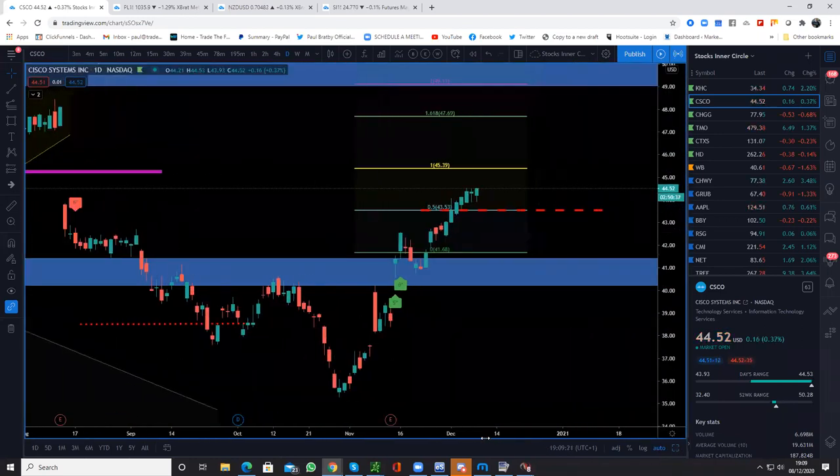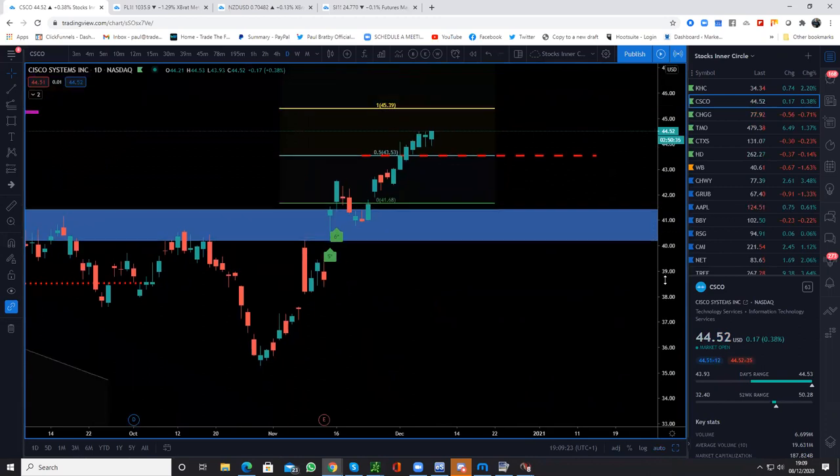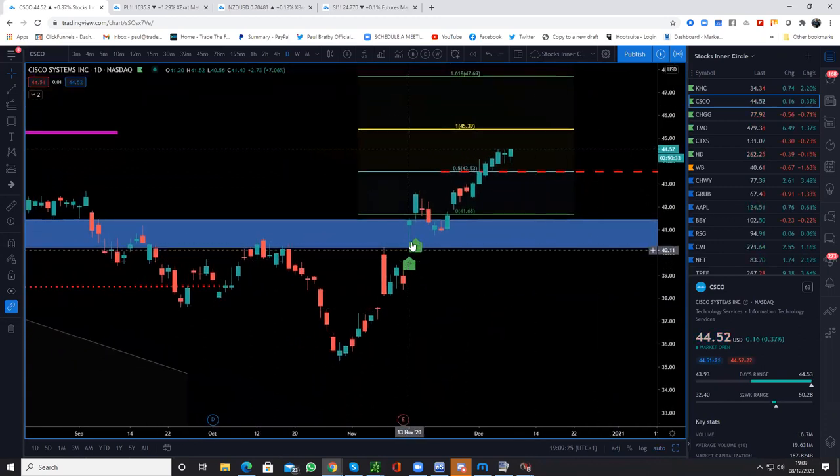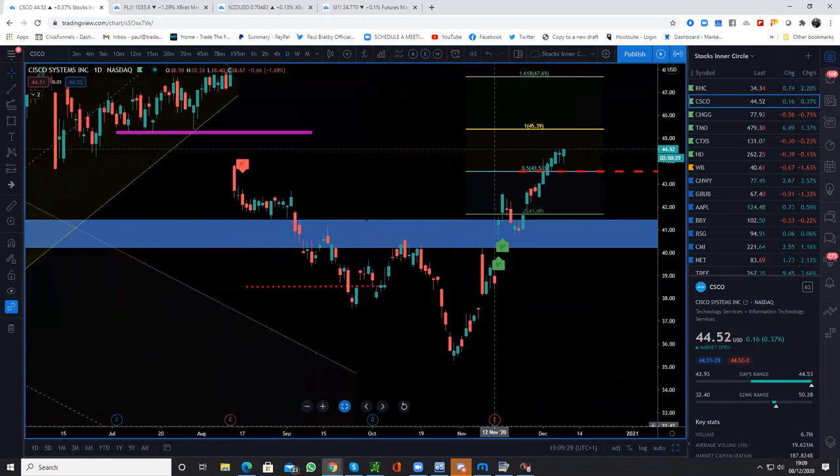So I'm in this with my inner circle. And I'm looking at this 5-star buy here on the daily. It's breaking my support and resistance zone. I'm looking for an earnings play. I get that big gap up on earnings, closes near those highs, get the 5-star buy. 41.68 was my entry.